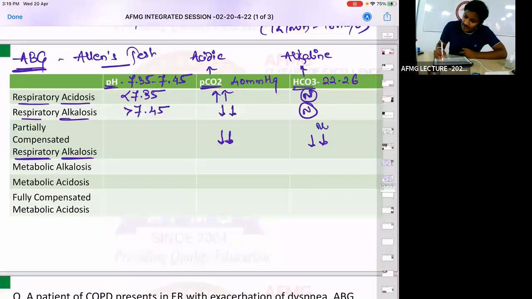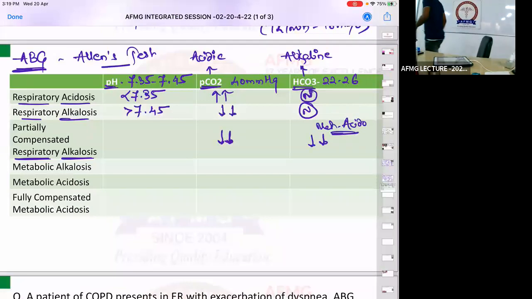ठीक है? समझ गए? नहीं समझ गए तो अभी हाथ उठाओ जल्दी से. Time invest कर सकते जल्दी. नहीं समझो? Okay. Guys, 1 minute. The patient is having main problem क्या है? Respiratory alkalosis is the main problem.